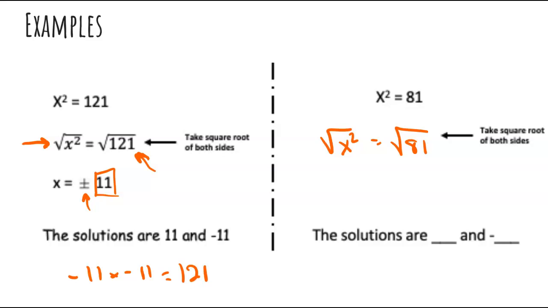The square root of x squared is x, again, because x times x gives me x squared. And the square root of 81 is 9, because 9 times 9 is 81. There are always two solutions, the positive and the negative version. So my solutions are positive 9 and negative 9.